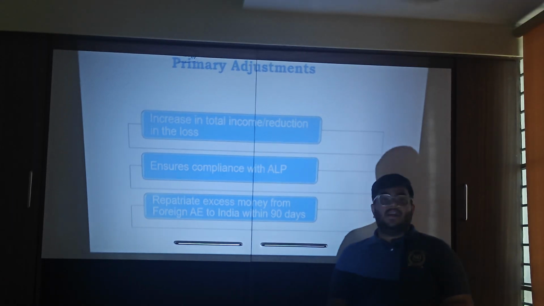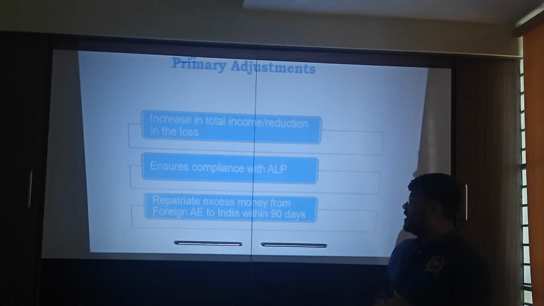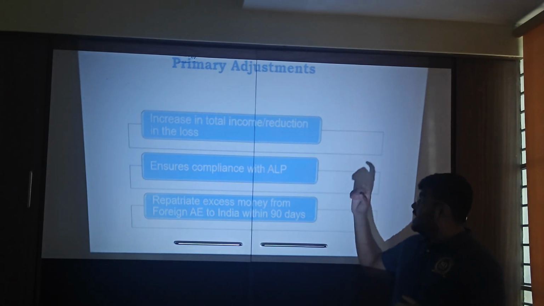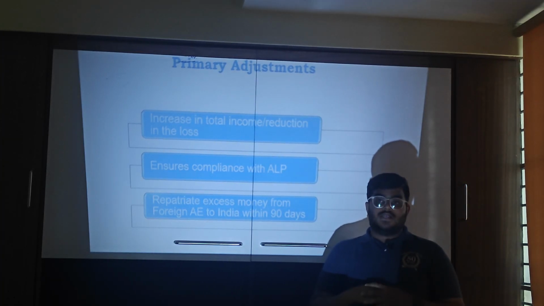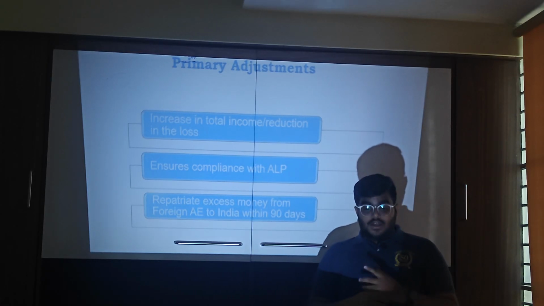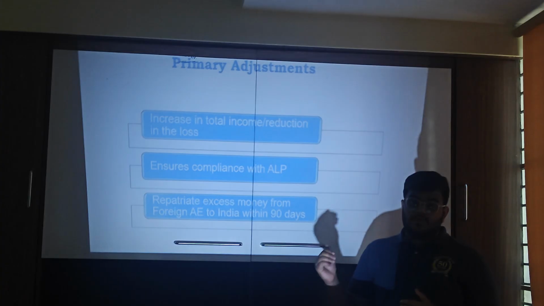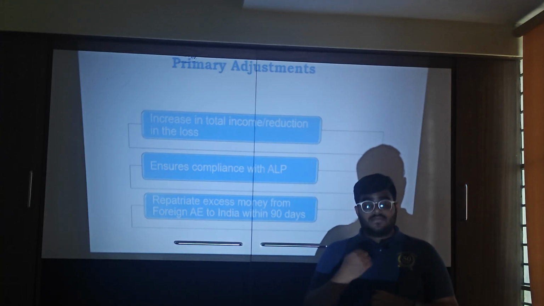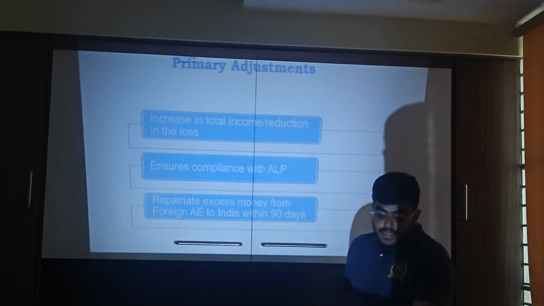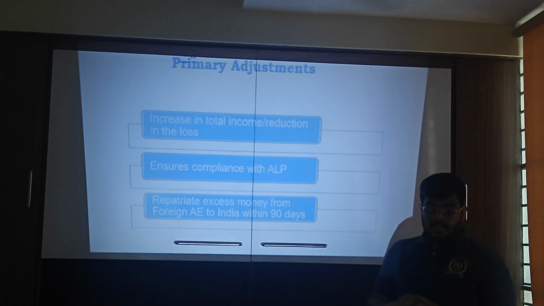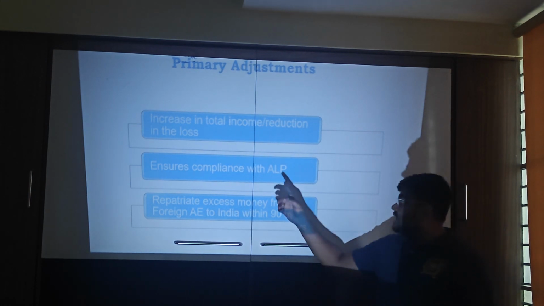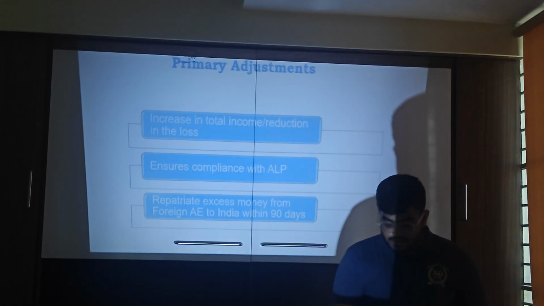In primary adjustment, if there is any increase in total income or reduction in loss, then a primary adjustment must be made. Suppose we have a sale to a foreign company at rupees 100, but the actual arm's length price was 500. So here there is an increase in total income of rupees 400. So this 400, the excess money, must be repatriated from the foreign associated enterprise to India within 90 days. This is the primary adjustment. It ensures compliance with the arm's length principle.